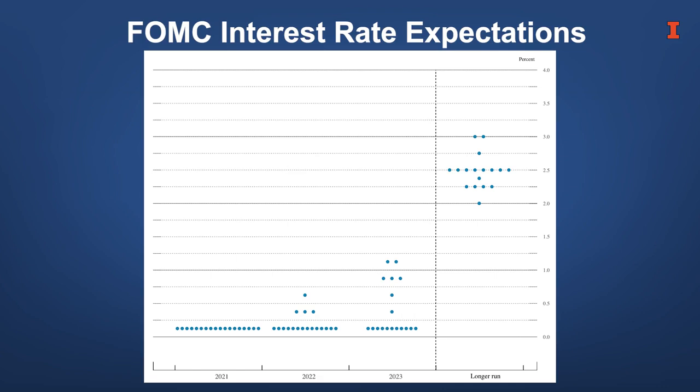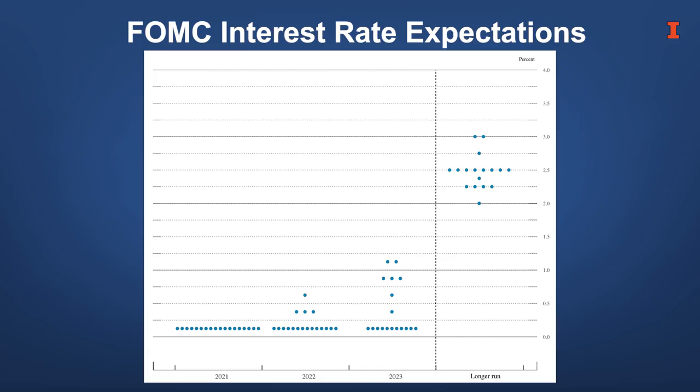Also, from the March 2021 Summary of Economic Projections, we have the so-called dot plots. This chart summarizes where the FOMC thinks the federal funds rate will go. Financial analysts pay close attention to this forward guidance. At that point in time, interest rates were close to zero. So the question was, how quickly would rates increase?